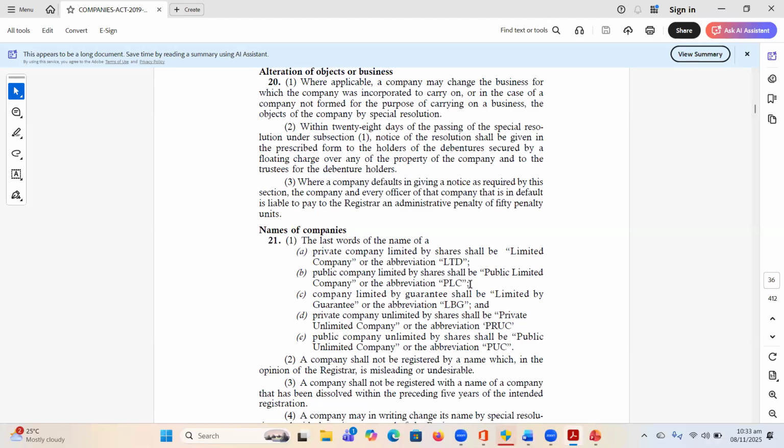So first, we note that unlike the old law, that is the repealed Act 179, where the name of the company was very simple, in the sense that if the company was limited by shares, all that you had to do was to have LTD or limited at the end of it. And that was it. If it was not limited by shares, you didn't have to write anything. Of course, that has its problems.